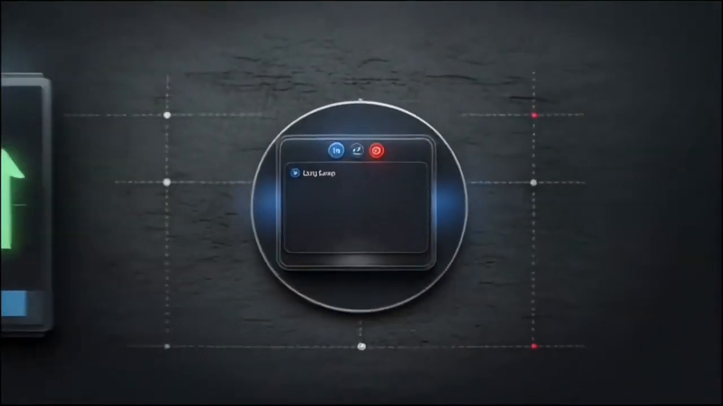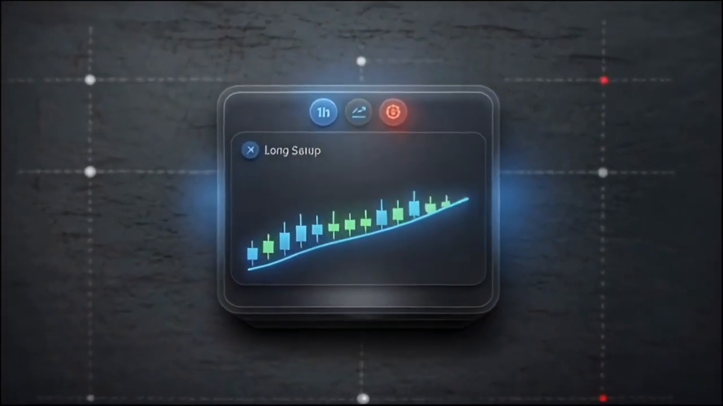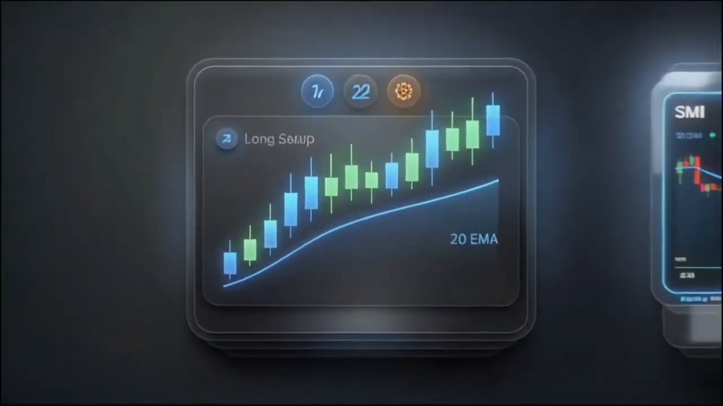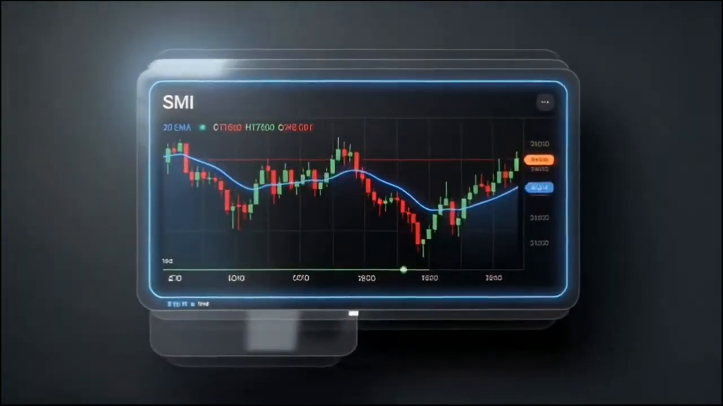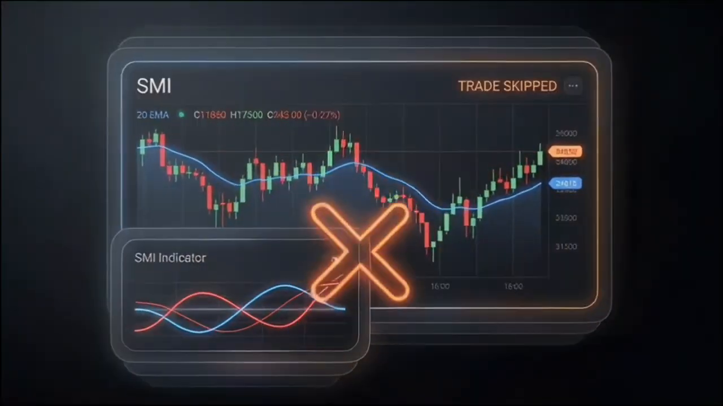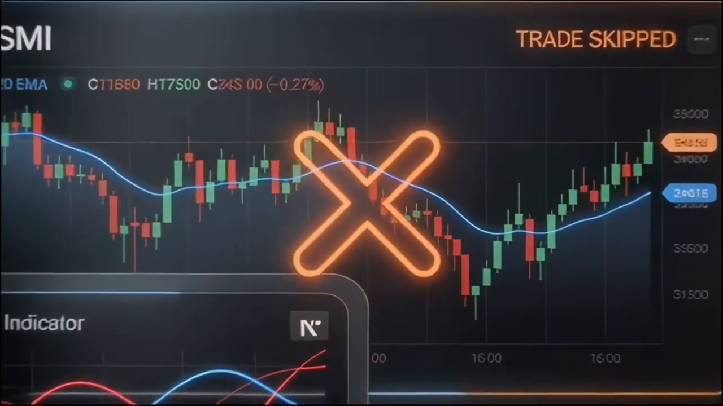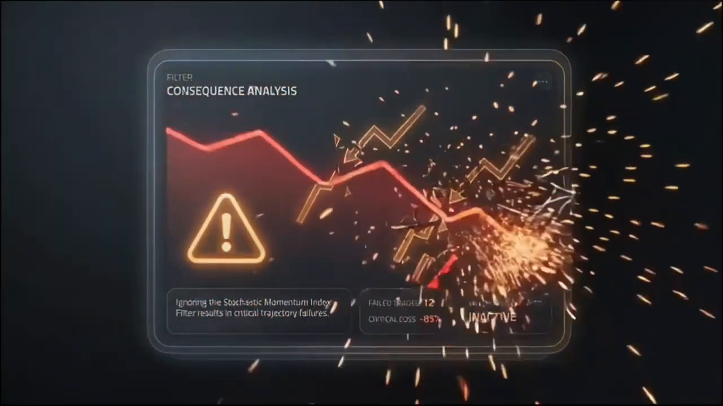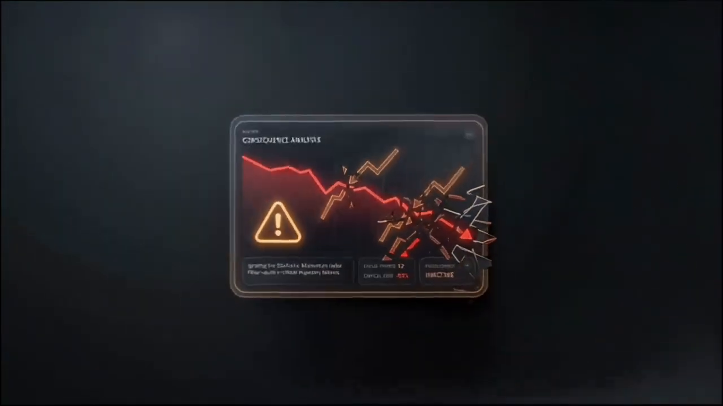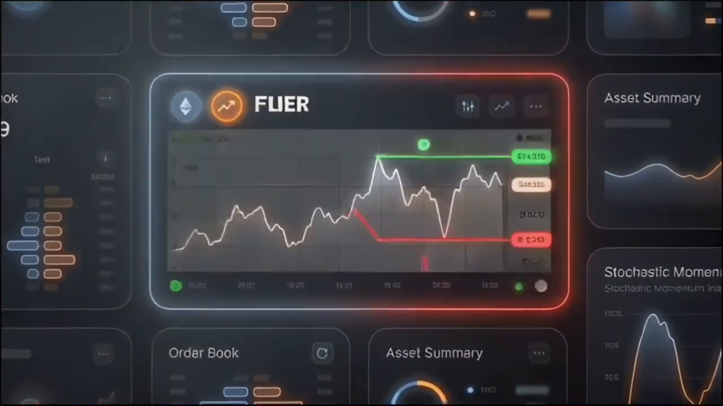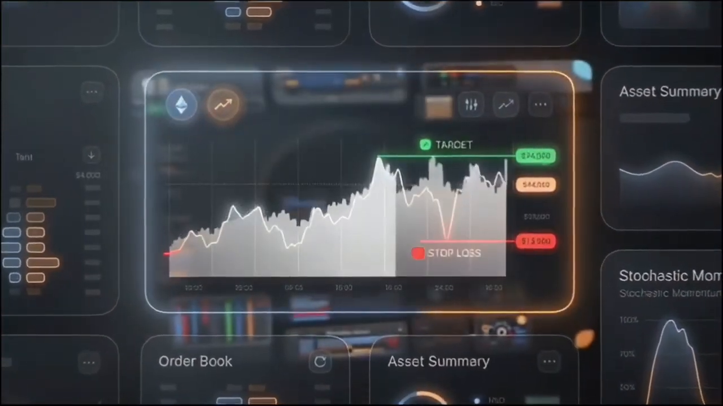The filter is the 20-period exponential moving average. Take the long cross only when price is above the 20 exponential moving average. Take the short cross only when price is below it. When the oscillator and the moving average disagree, you skip the trade. No exceptions. Most losing trades on this setup come from taking zero-line crosses against the short-term trend. Stop below the most recent swing low, target the prior swing high, or a fixed 2 to 1.